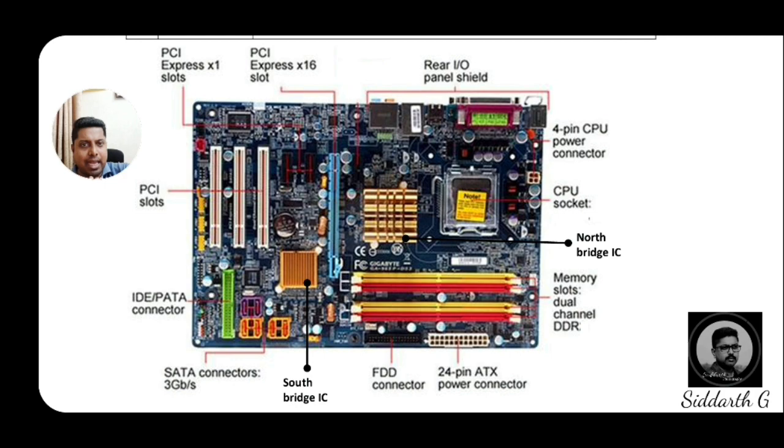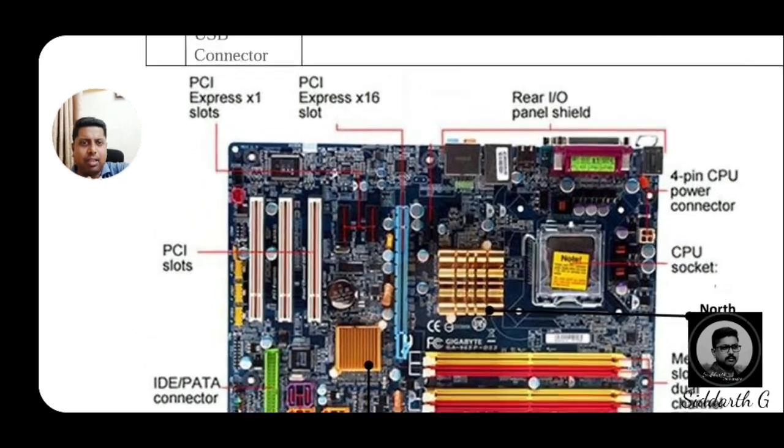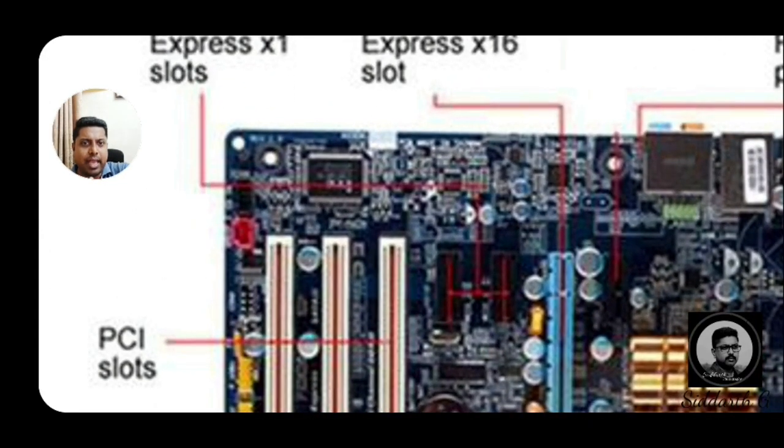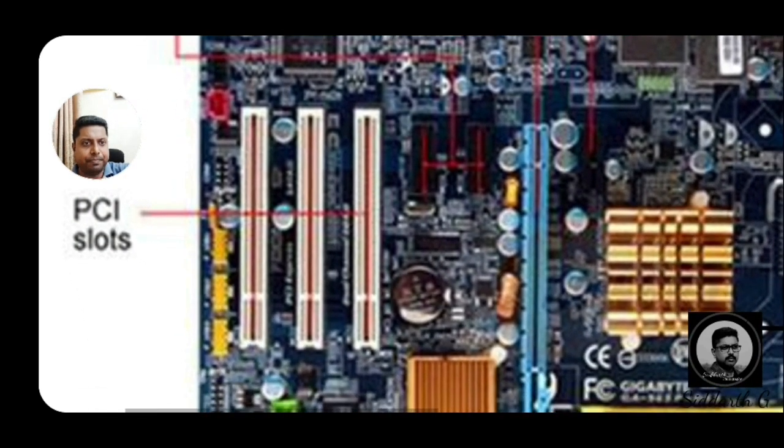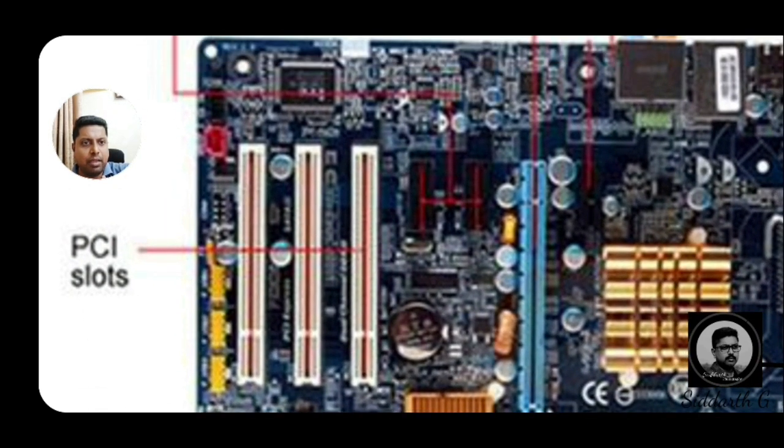So I will show it more clearly. See, this is a PCI Express slot. If you observe, this PCI Express slot is 1x speed. Then the same PCI Express slot with 16x, if you observe. So this is 16x. Then the normal PCI slots, white in color. These are the PCI slots.